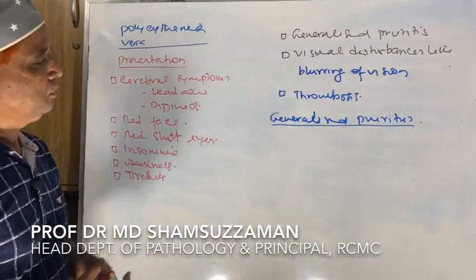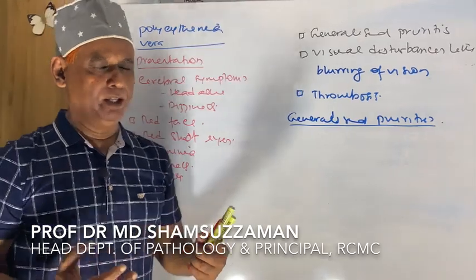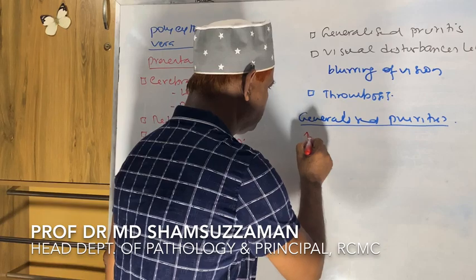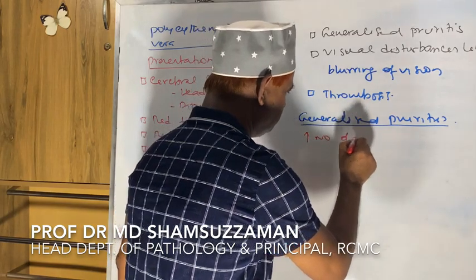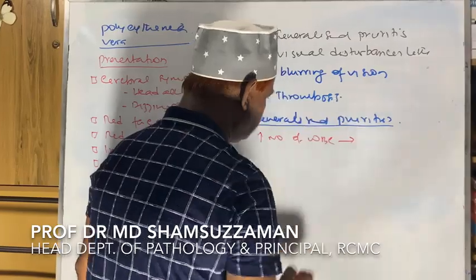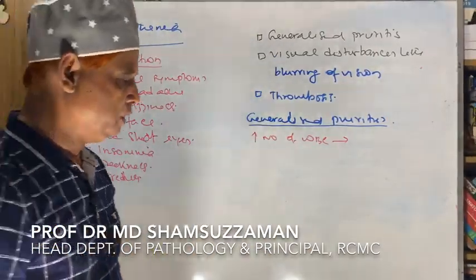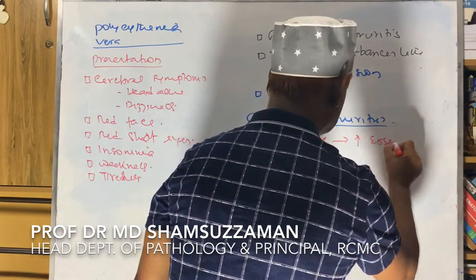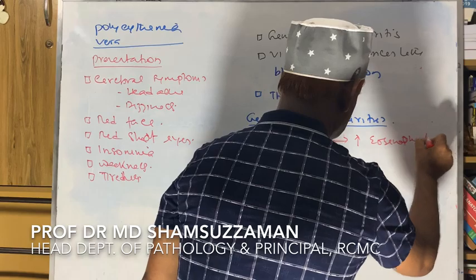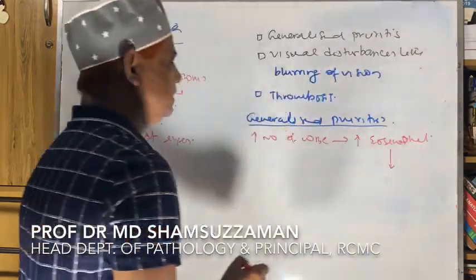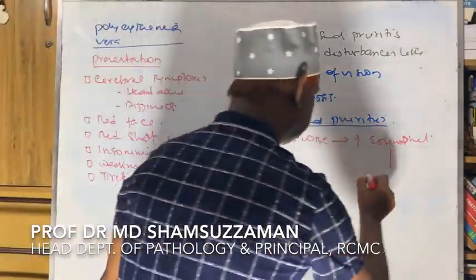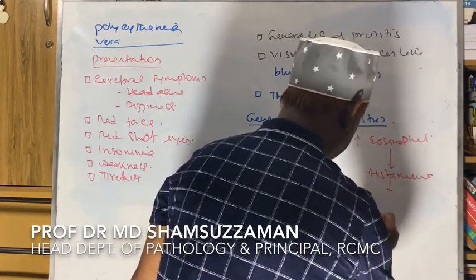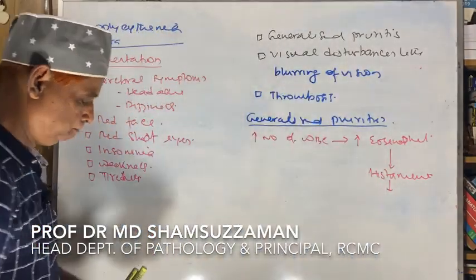Dear audience, in polycythemia vera, there is increased number of RBC, WBC and platelet. As there is increased number of WBC, it is associated with increased number of eosinophil also. So there is increased number of eosinophil. And you know, eosinophil secretes histamine. And due to histamine, there is generalized pruritus.